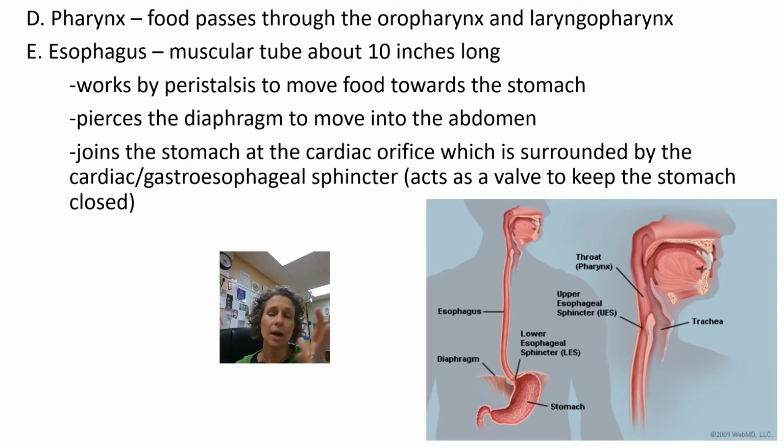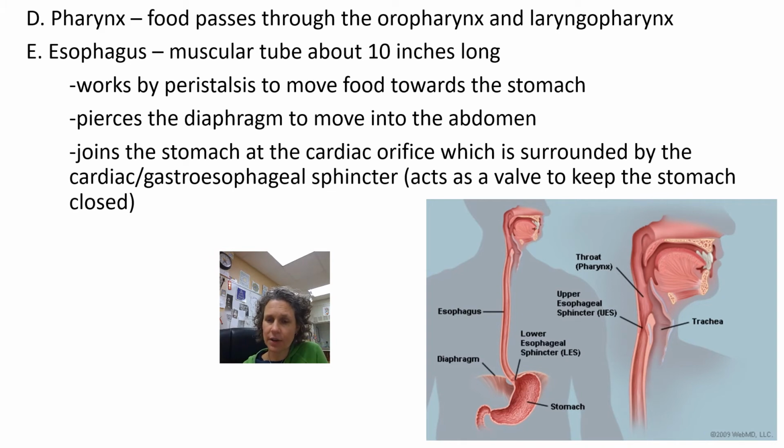It is a muscular tube, depending on how tall you are, about 10 inches. It works through muscle contractions to do peristalsis, and so it pushes the food down continuously towards the stomach. It goes through a hole in your diaphragm. So it pierces the diaphragm, gets down into your abdomen. Remember, that is the dividing line between your cardiovascular area, behind your ribs, and your abdomen. It joins the stomach at what they call the cardiac orifice.